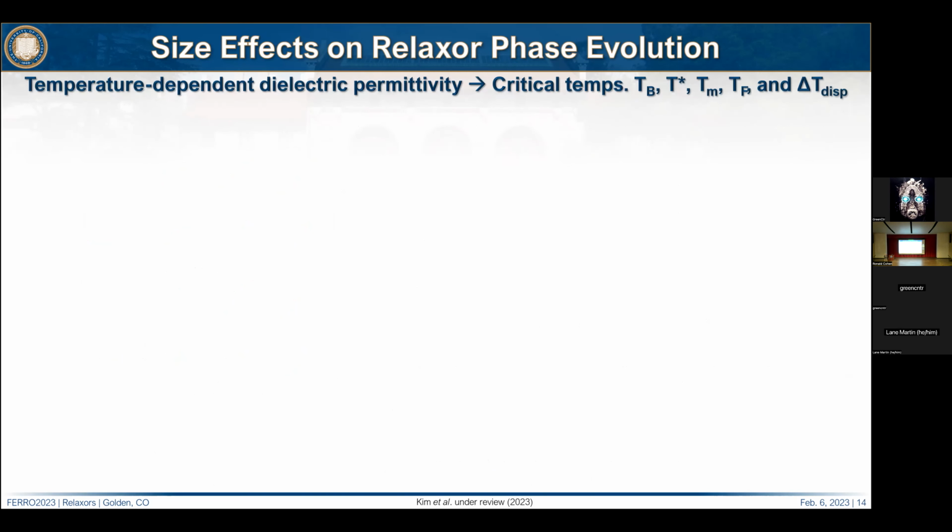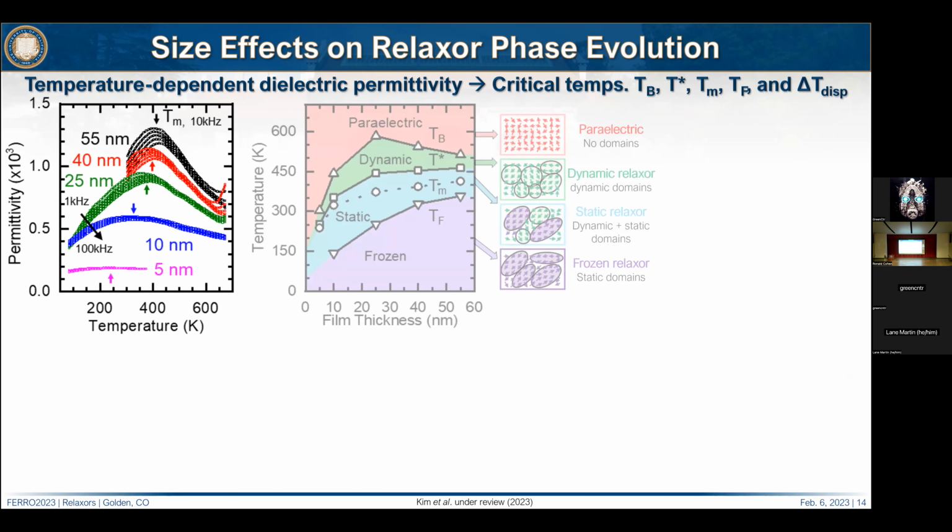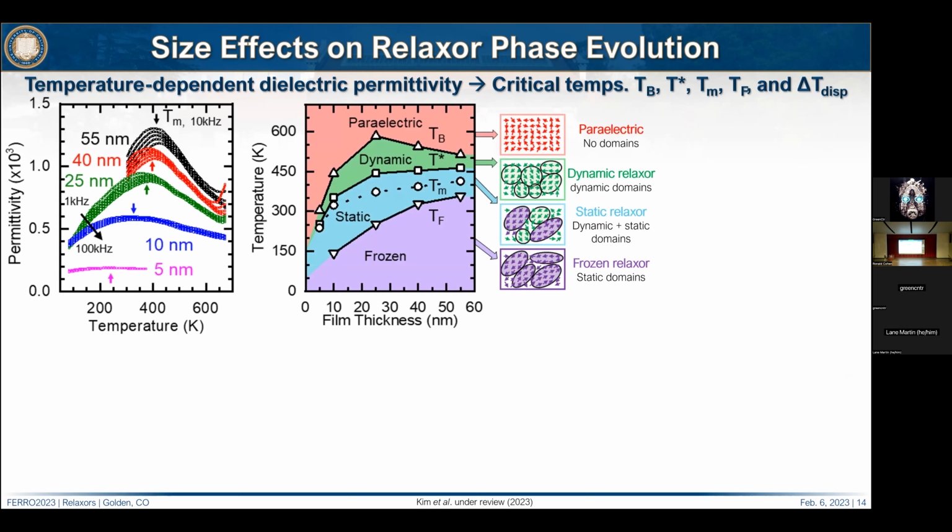So we've done a lot of temperature-dependent dielectric measurements to pull out all the critical temperatures that people are interested in. And so I'll give you a sense of this here. So here we go, going from 55, 40, 25, 10, 5 nanometers. You see big changes in the dielectric response as we change this thickness. Now we can summarize all of this. Here is a temperature film thickness kind of phase diagram for what's going on. And we've mapped out the different critical temperatures: the Burns temperature, T star, T max, and the freezing temperature for this system. And we have given a little graphic here to help understand what's going on.